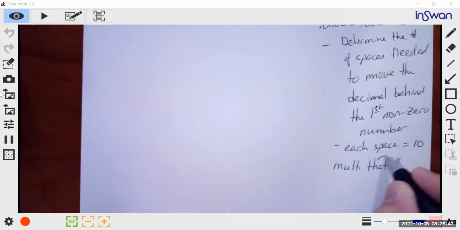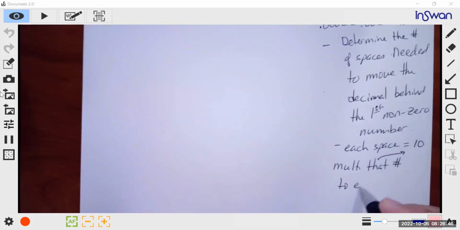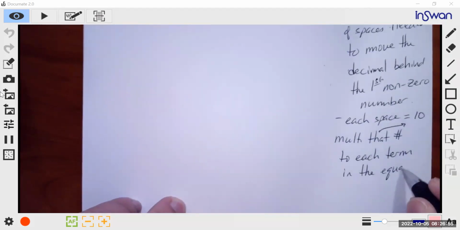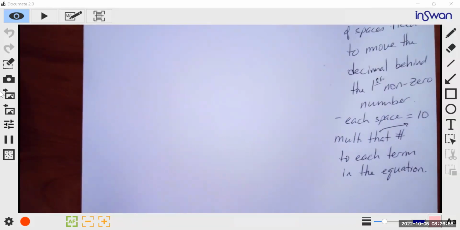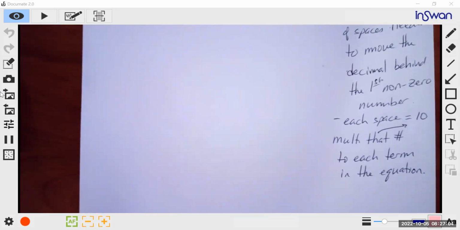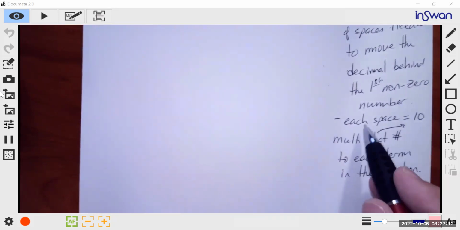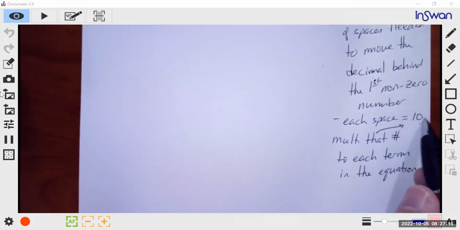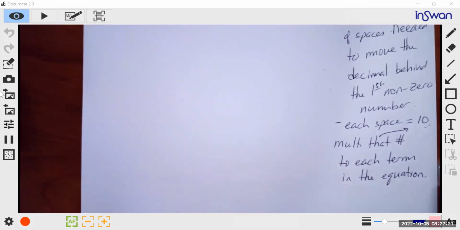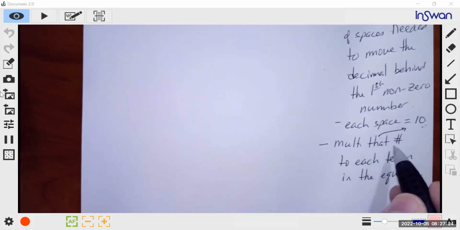Multiply that number to each term in the equation. Yeah, the writing part is boring, but once you see it, it makes a lot of sense. It's super easy. It's just the writing it out makes it more difficult. Once you find the most spaces you have to move, for each space you put another 0 behind that 10. So now multiply that number to each term.